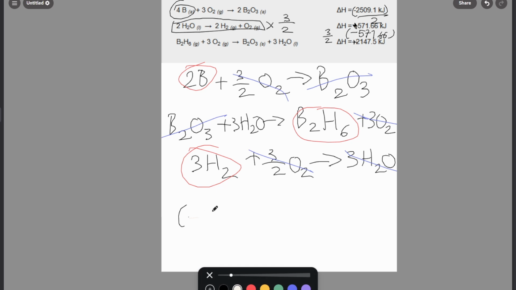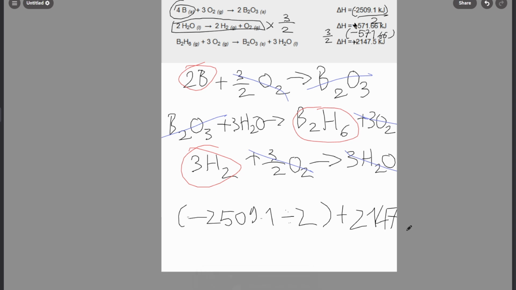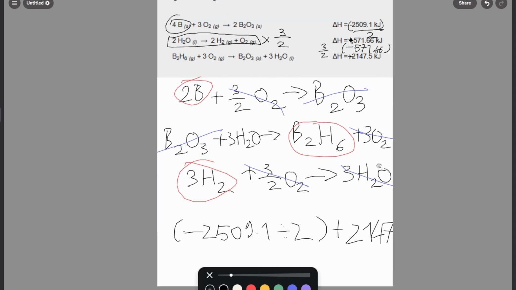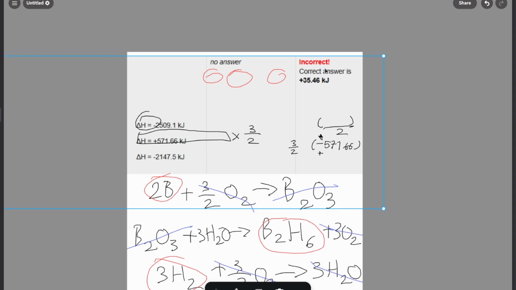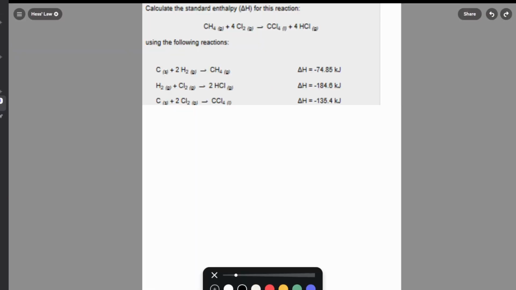Should be negative 2509.1 divided by 2 plus 2147.5, and then you minus this one but times 3 over 2, and you should get this. Alright, moving on to the next one once more.